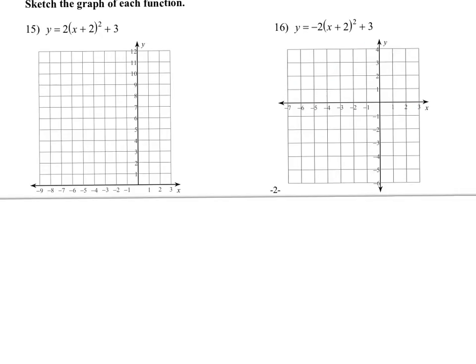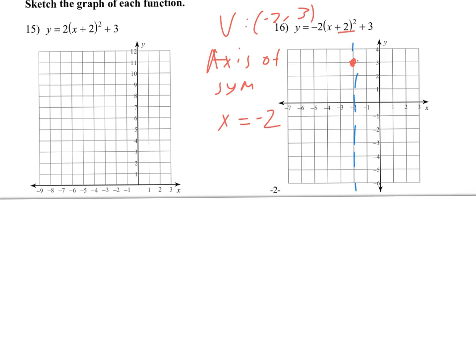All right, lastly, we're going to graph these functions. They are in vertex form, so that makes it easy to find the vertex here. So on number 16, remember we always switch the x value and then keep the y value. And so I already know my vertex is going to be right here. That also tells me my axis of symmetry is always x equals the x value of the vertex. It's always a vertical line going through the vertex, so I can draw it right there.